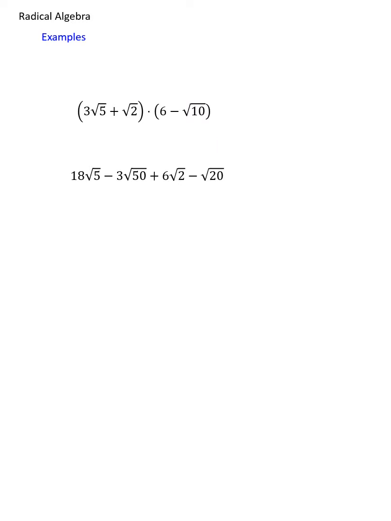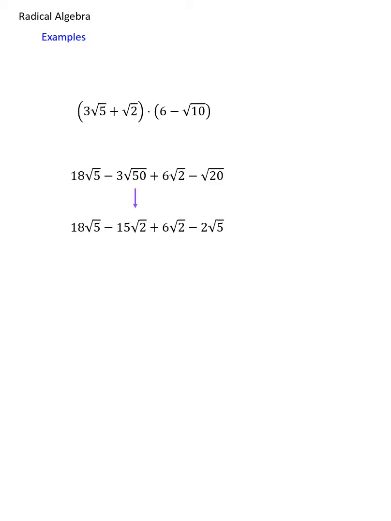Now, I'm not done with this problem, but it's worth noting here that I've essentially used the FOIL or multiplication process, just like I would have in an algebra problem that had no radicals, to expand this expression. Now, at this point, I wouldn't necessarily call this a simplification. It looks worse and has bigger numbers under the radical than the original expression. But it turns out there's more that we can do with this.